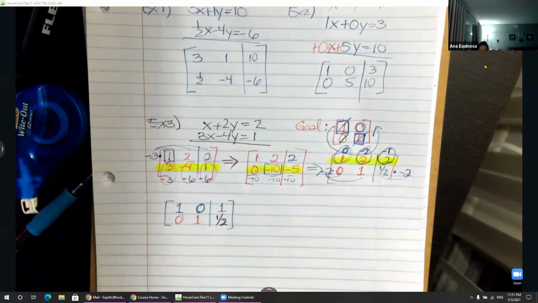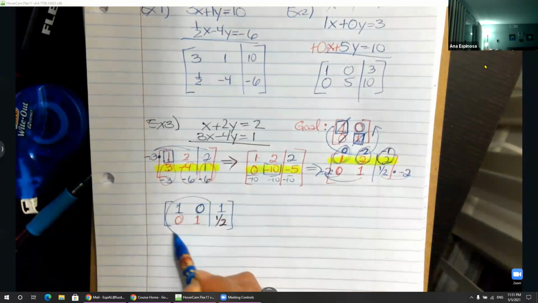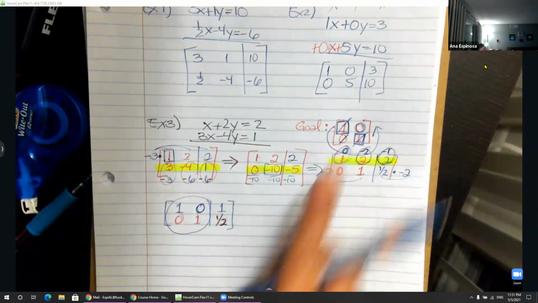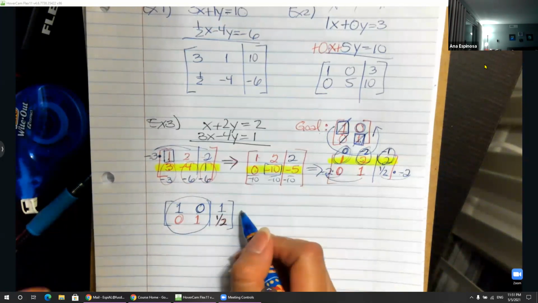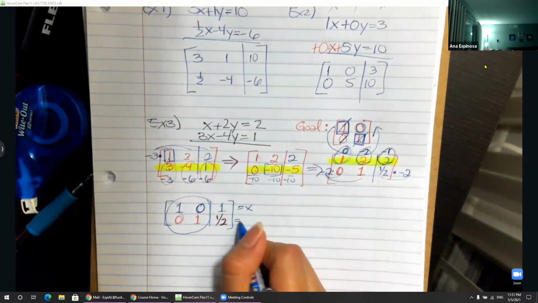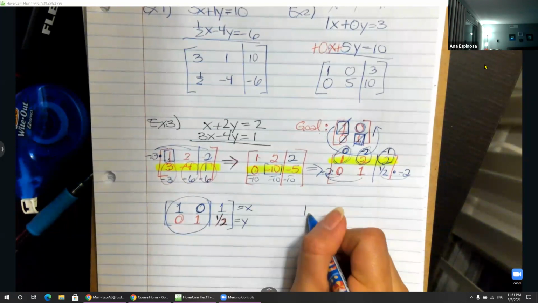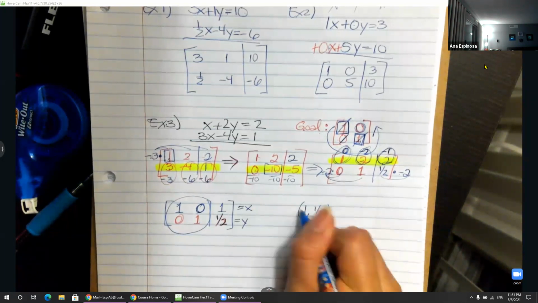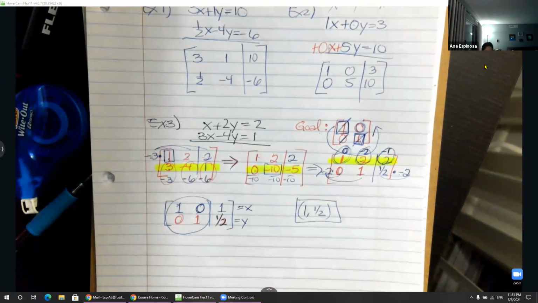This means that when I've got the matrix on this side to match the goal matrix, this is my answer for X and this is my answer for Y. Therefore, my answer is 1 and 1 comma half. And again, I'll show you how to do that on the calculator when we meet in class.